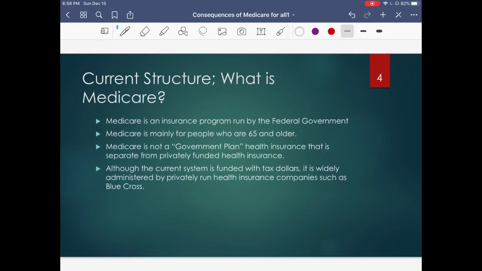Here I'll provide an overview of what our current Medicare system looks like. Medicare is an insurance program run by the federal government. Medicare is mainly for people who are 65 and older. Medicare is not a government-planned health insurance that is separate from private funded health insurance. This is a common misconception. Although the current system is funded with tax dollars, it is widely administered by privately run health insurance companies such as Blue Cross or Cigna.